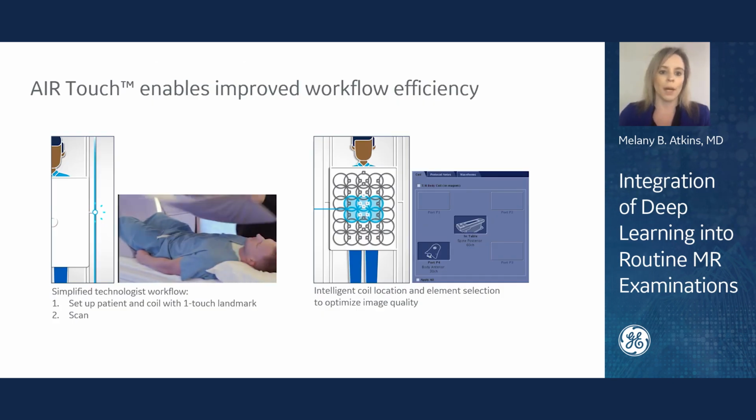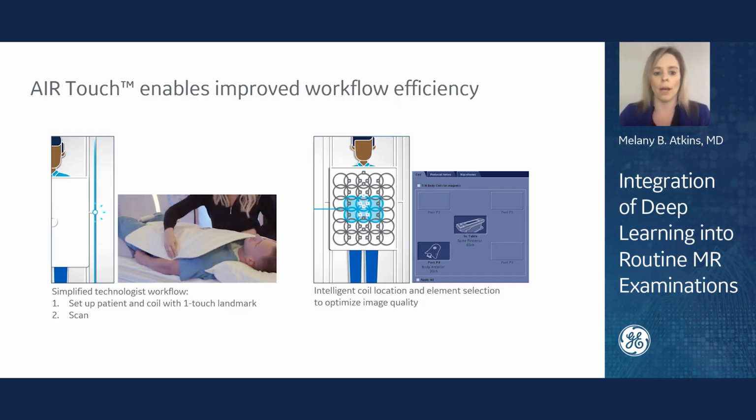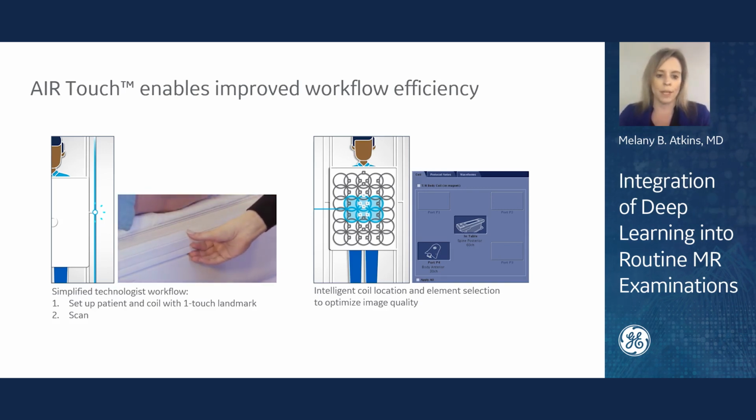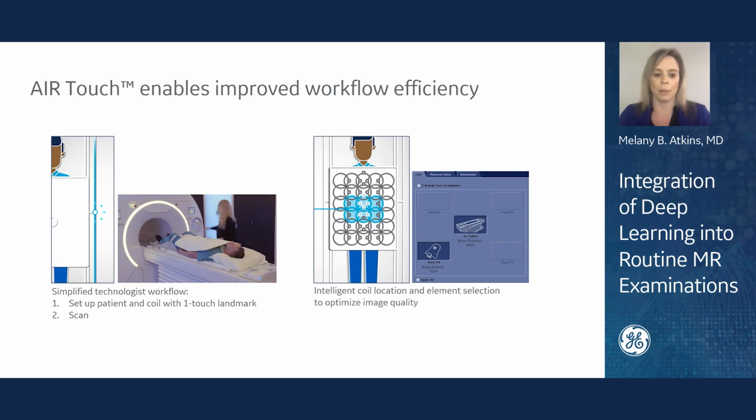So the software that's integrated in the air coil is the AirTouch software, which really enables improved workflow efficiency. It's very easy for the technologist with single touch landmarking with a simplified technologist workflow. And so this allows for ease of the technologist, but it also allows for improved patient throughput. The AirTouch technology also has intelligent coil location and coil element selection to really optimize image quality for the body part that you're planning to image.